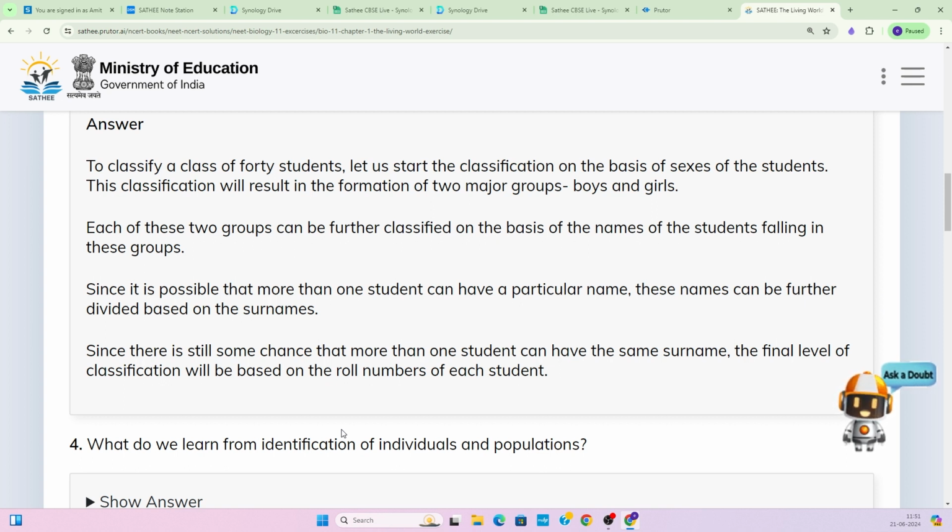This is just taken as an example in a question on how to classify organisms. If you classify the students on the basis of some characteristic like their gender, their name or their roll number. These are the characteristics we have taken to classify the 40 students in a class. In the same way, this pattern can be followed to classify the organisms we see in our environment, right?